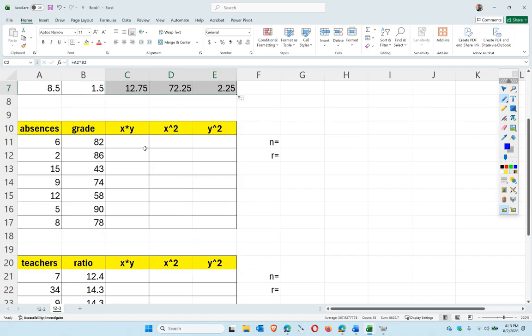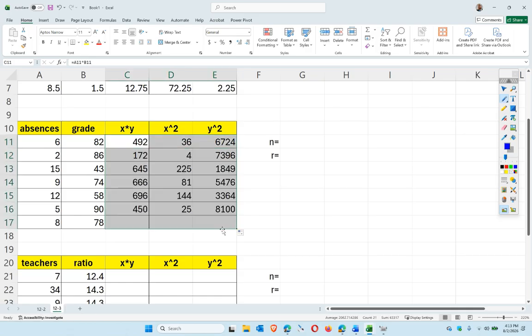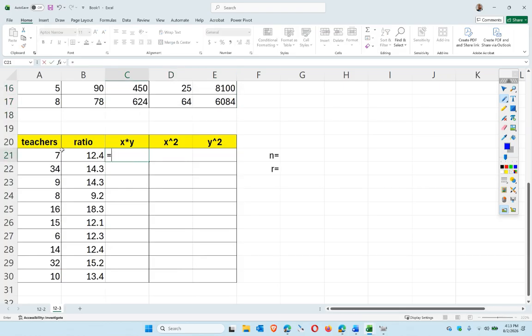Okay, we'll do the same thing with the other ones. This is x times y. This is x to the second power. This is y to the second power. And we'll take this and drag it down. And lastly, x times y, x to the second power, and y to the second power.